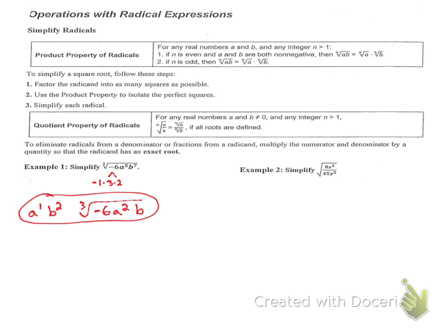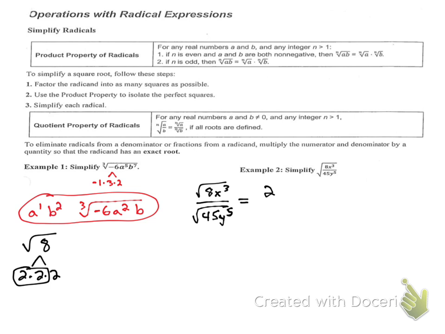Example 2. We want to go ahead and break that up into 2 radicals. You don't have to do this, but it helps to go ahead and simplify. So if I simplify the numerator, 8 is actually a perfect cube root. Its prime factors are 2 times 2 times 2. So we can take out a 2.